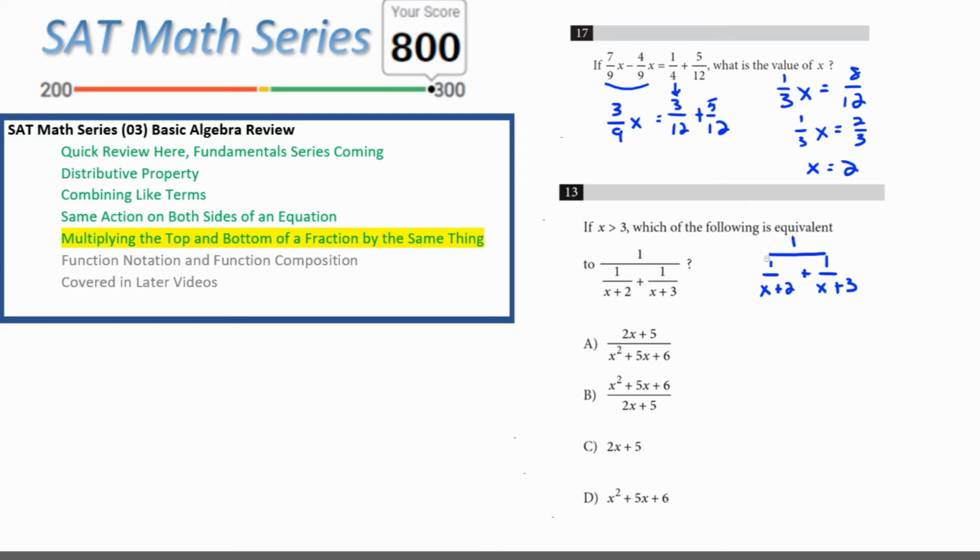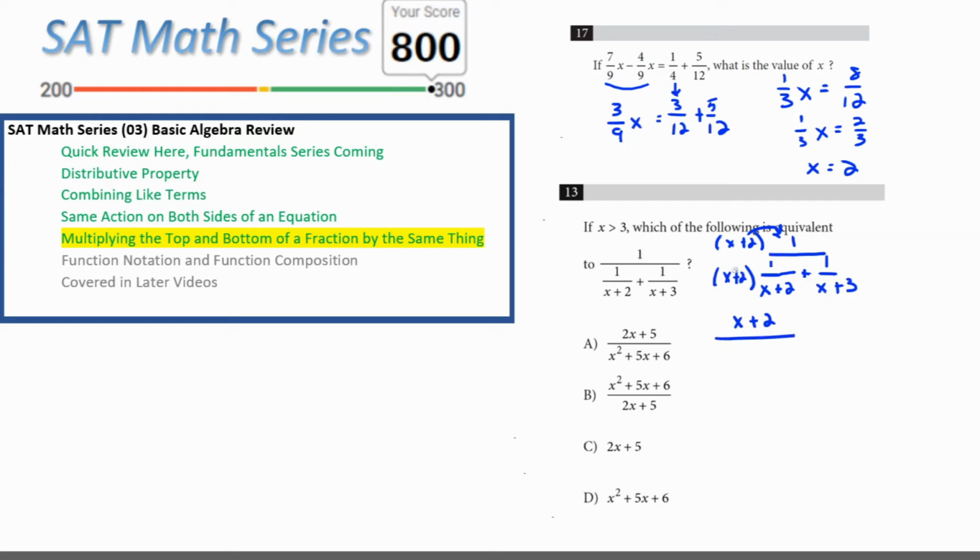However, if we do it to the large fraction, for instance, let's multiply the top and bottom by x plus 2, because we'd like to clear this denominator by multiplying by x plus 2. So of the larger fraction, x plus 2 times the top, and x plus 2 times the bottom, you're going to get x plus 2 on the top here.